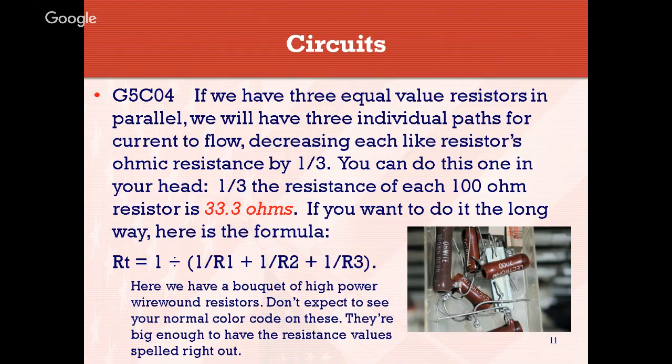But it's pretty easy to figure this out in your head, okay? 1/3 the resistance of each 100 ohm resistor is 33.3 ohms. This is going to be an easy question, folks. So you're really not going to have to do any real number crunching or heavy calculations to figure this out. If you take three 100 ohm resistors, your approximate total resistance across all three of those in parallel is going to be 33.3 ohms.